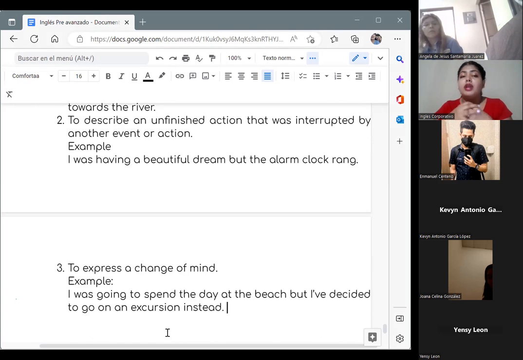So in this case, we are changing our mind, making a different decision about a situation that we were planning. We say, I was going to spend the day at the beach, but at the end, I decide to change my plans and I'm going to go to another place. So when you change your mind and make another decision that changes the first one, you are going to use the past continuous.